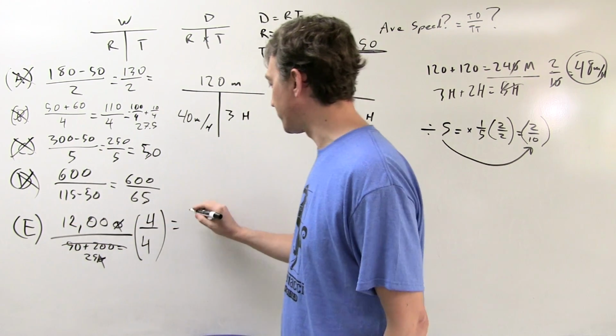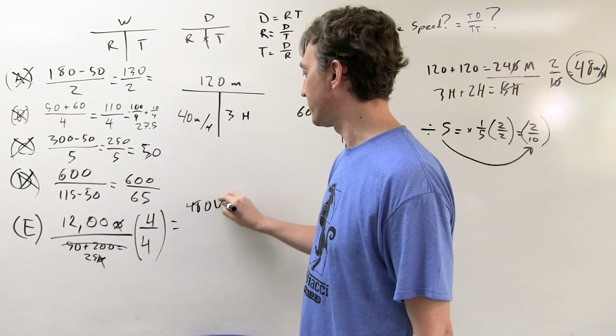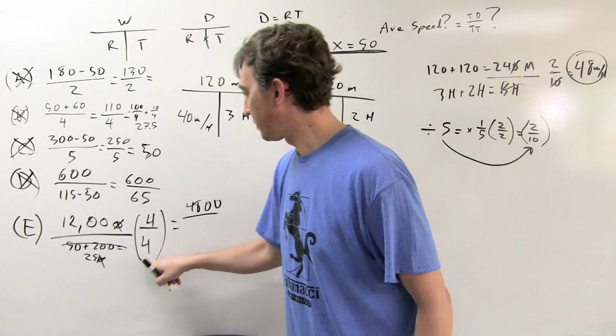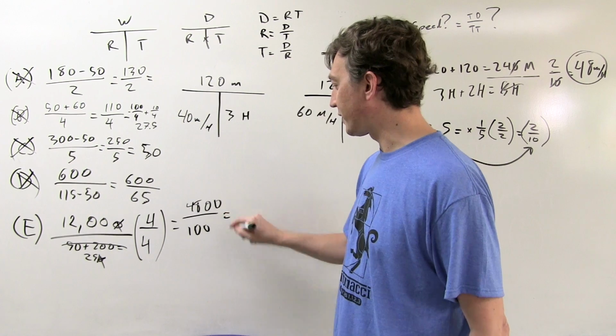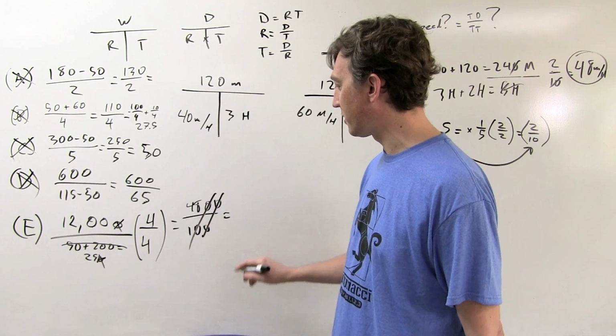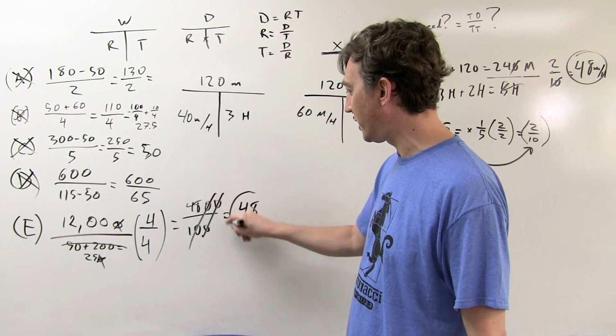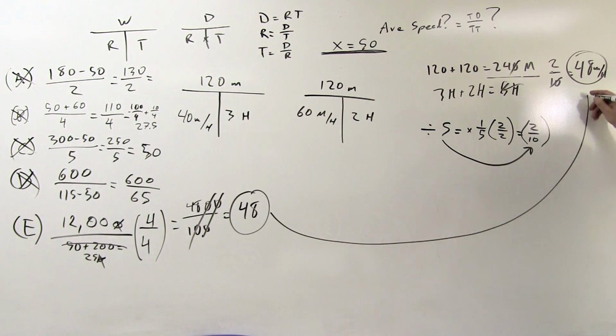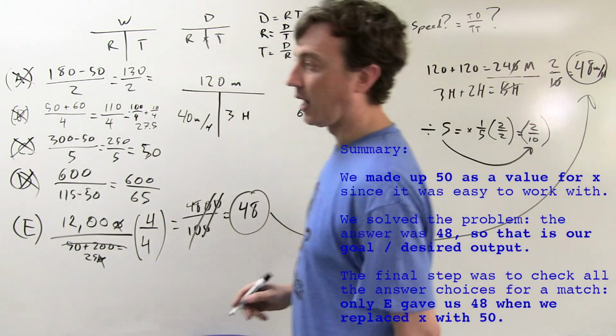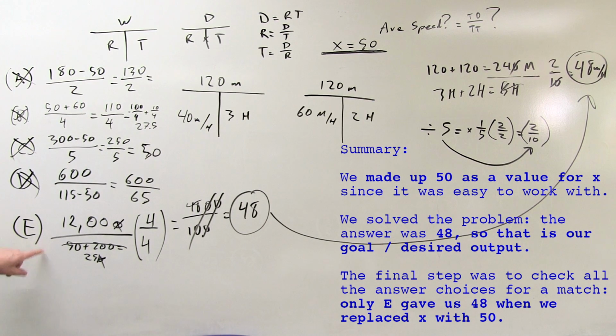On the top, we'll get 4 times 12, 48. The zeros stick around for 4,800. 4 times 25 is 100. Now we've got something that can easily reduce. Lose those zeros. You've got 48 over 1, or just 48, exactly the match for what our target was in the beginning, and therefore this is it.